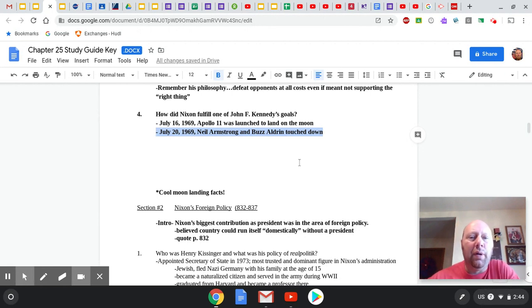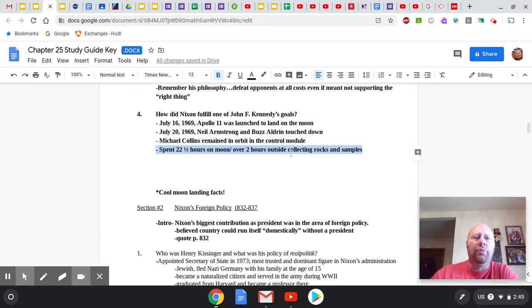Neil Armstrong and Buzz Aldrin touched down. Michael Collins, there was a third astronaut on this mission with Apollo 11, would remain in orbit in the control module. The Eagle was the lunar module that would land. Michael Collins would continue orbiting the control module, and they would meet up again a day later.